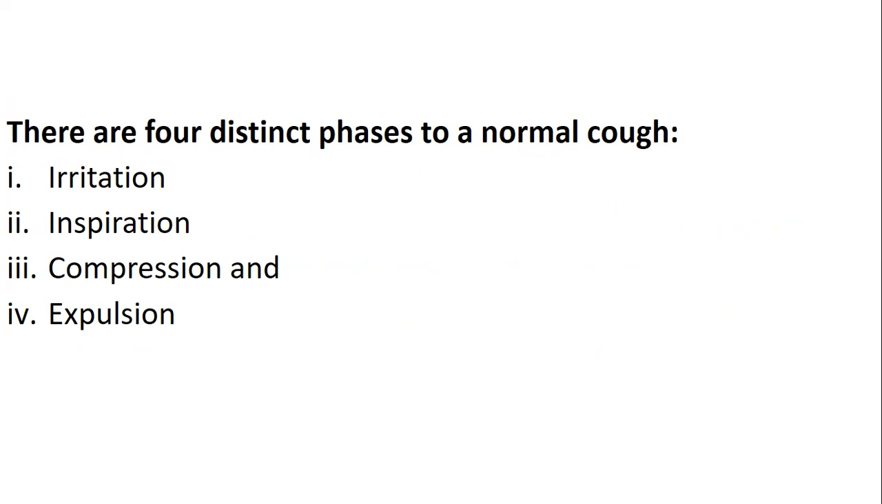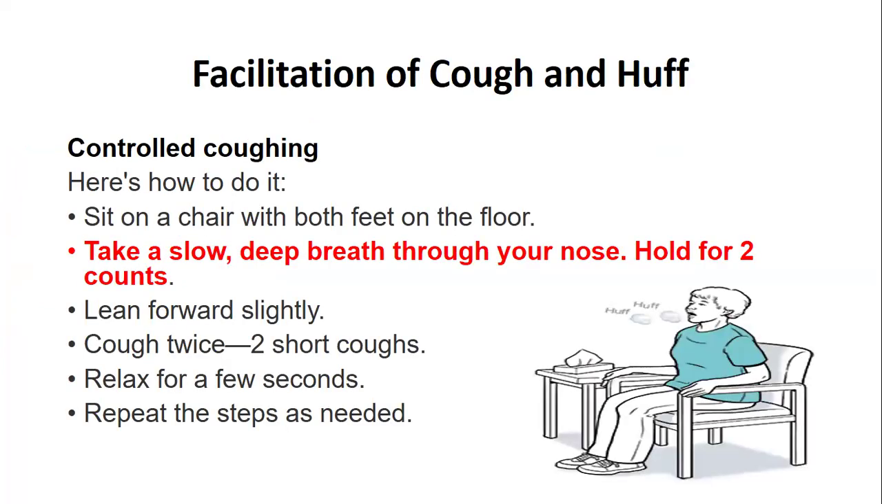So this cough reflex comes in 4 phases. Following irritation, following excess secretion, and following this cough coming towards an area which is sensitive, a reflex activity is triggered, which will follow this sequence. Number 1, irritation. Then suddenly after irritation, there's going to be a sudden inspiration. After inspiration, there's going to be compression, and finally expulsion. So these are the phases of a normal cough.